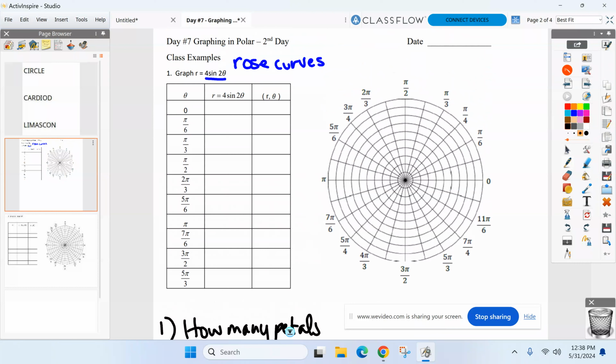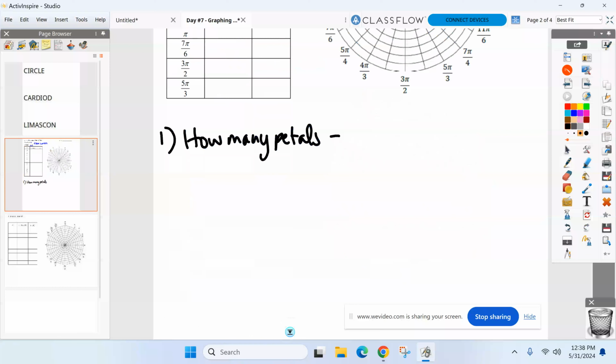Is it even? If that number next to theta is even, which it is, you will have double the number of petals. So that's the first thing you want to find out. If it's odd, I'll tell you what happens in the next problem. So determine how many petals you have. Everyone okay on how to determine that? Double. And I'll be honest, I'm probably not going over 4 with you. We're not going to go to 8 or 10; we'll stick with 4 or 2.